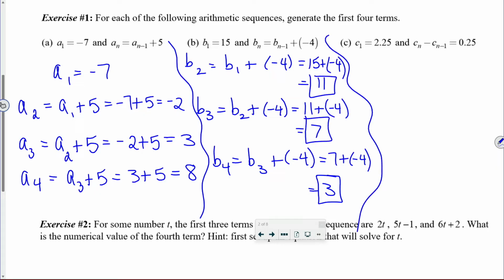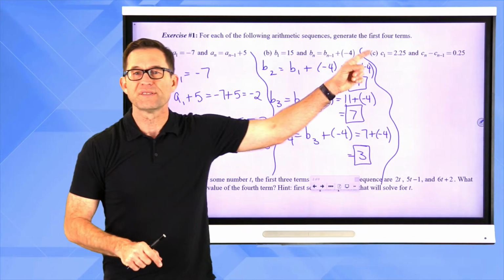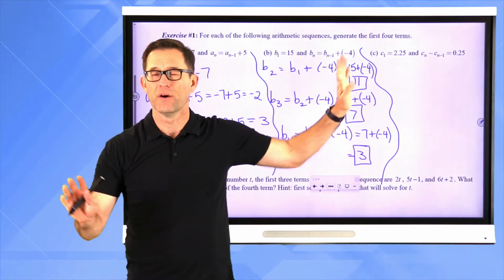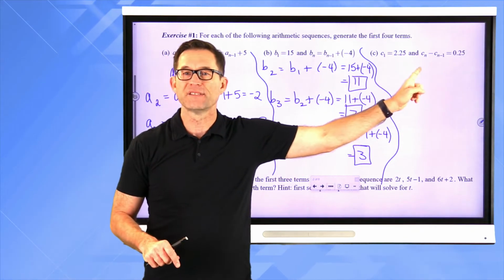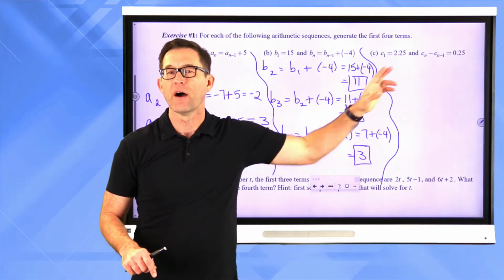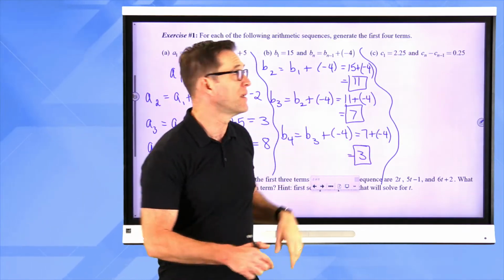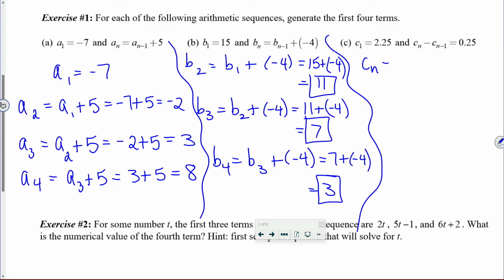All right. Now, letter C is just sort of phrased in a little bit of a different way, right? C1 is equal to 2.25. Okay, so it's a decimal, whatever. And Cn minus C(n-1) is equal to 0.25. Now, if you really want this to look like the others, we could take this statement and rewrite it as Cn is equal to C(n-1) plus 0.25. In other words, we can just add C(n-1) to both sides of this equation and rewrite it the way that it kind of looked before.